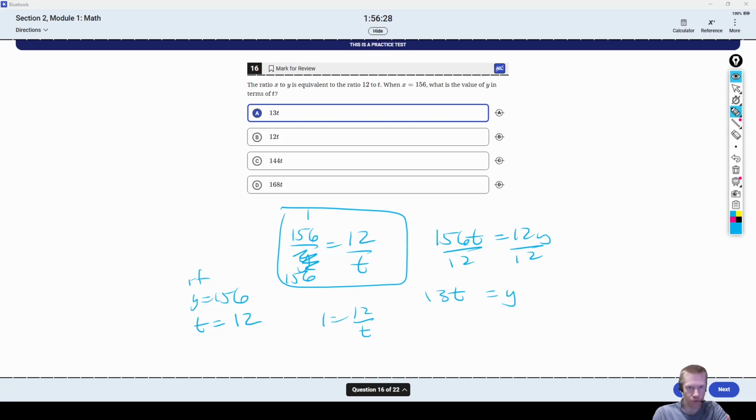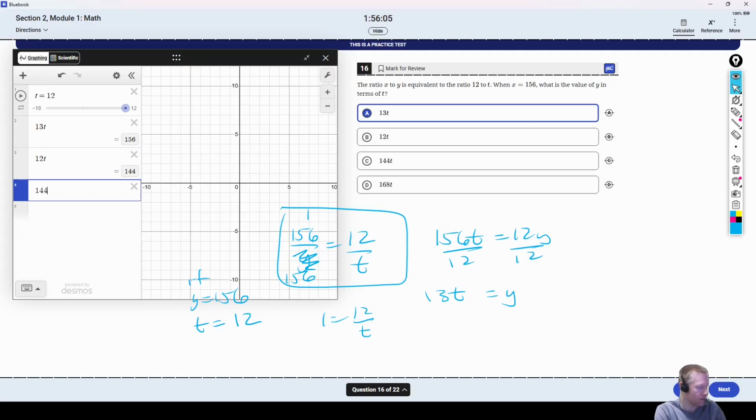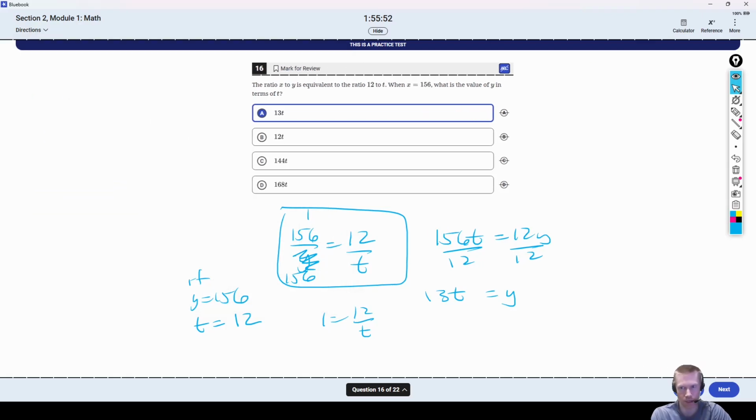Now I'm going to go through all of the answer choices and plug the t value into Desmos to see which gives me the same value for y. Let's define t equal to 12 up here, and then I can just type 13t. Notice, that gives me 156 for y because it's correct. This one does not give me 156. Incorrect. Not 156. Incorrect. Not 156. Incorrect. So this confirms that A is the correct answer, and this is an alternate approach you can take. Basically, it's picking numbers.